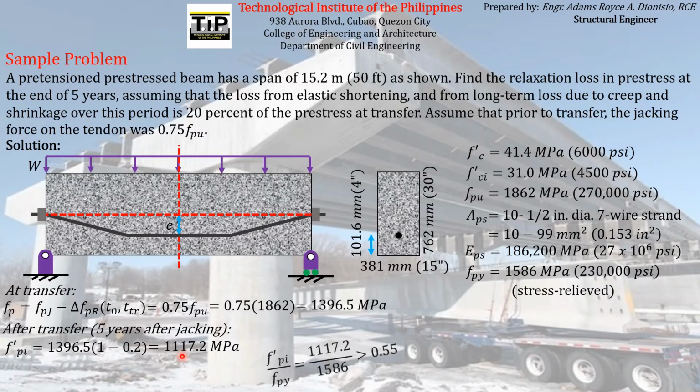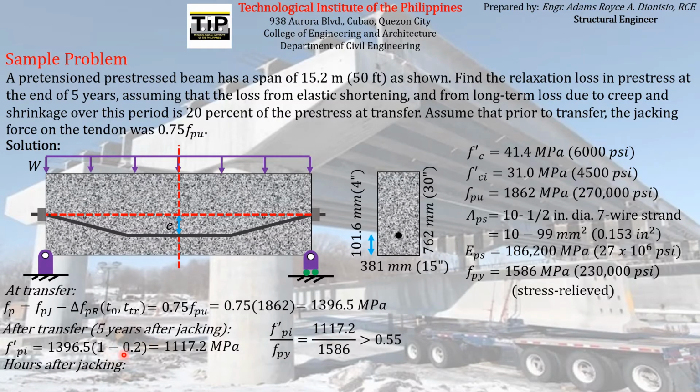And if we compute the ratio of fpi and fpy, which is this and the given fpy, we can see that it is greater than 0.55, which is the criterion that was mentioned a while ago for using the formula for pre-stress loss due to relaxation of steel.